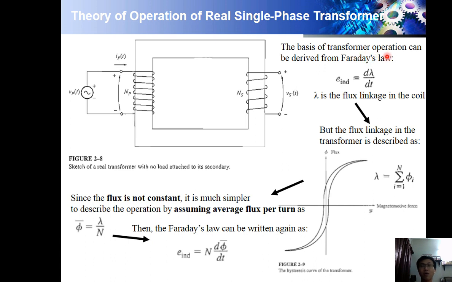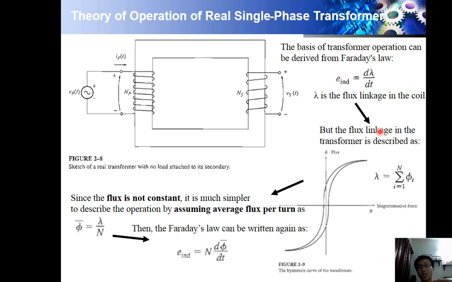The basic transformer operation can be derived from Faraday's law. What Faraday says is that if there is a change of the flux linkage in the coil, then there is an induced voltage. Lambda is the flux linkage in the coil, which means the flux inside the core, if it is changing over time. For example, at time t0, lambda is 10 Weber, and at time t1, lambda may be 20. So we use 20 minus 10 divided by 1 minus 0. This is the induced EMF.